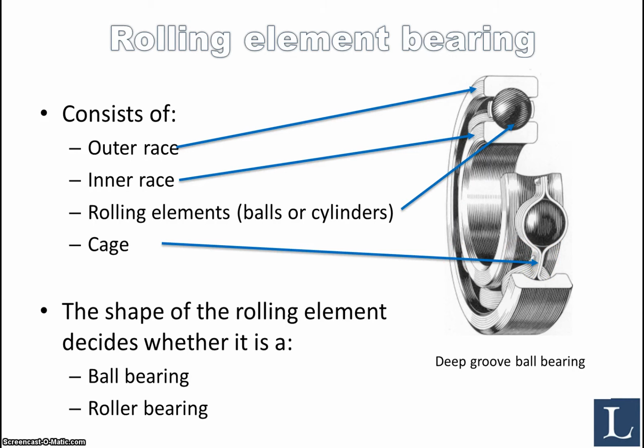Now the cage is designed to separate the rolling elements from each other and also to equally distribute them in the bearing. And as I mentioned, the shape or the geometry of the rolling element decides whether the bearing is a ball bearing, in which you will have balls or spheres, or it's a roller bearing, where you have rollers or cylinders as the rolling elements. And the general name for all the different types of bearings is rolling element bearings.